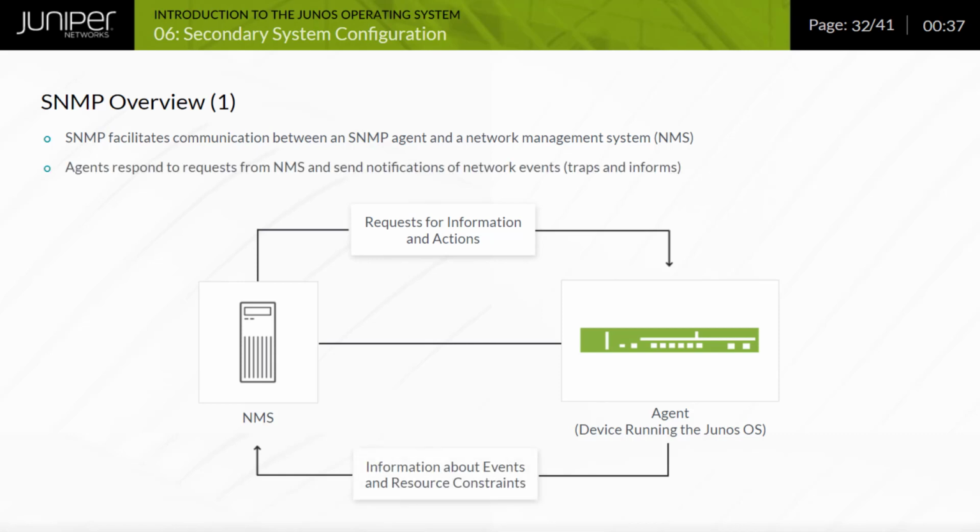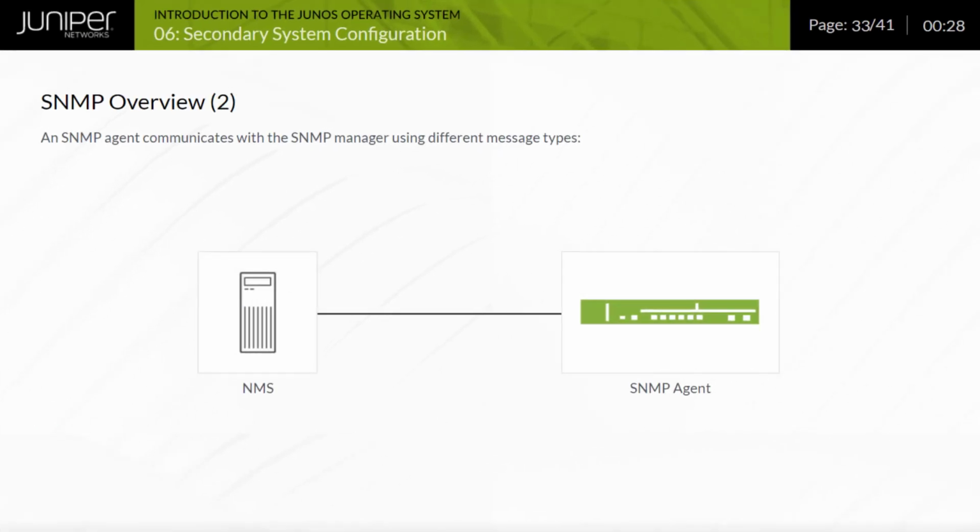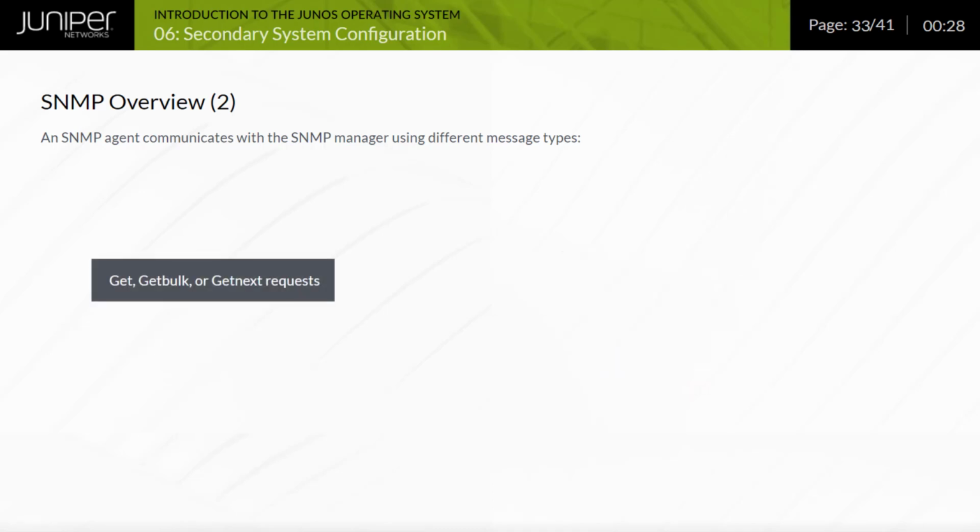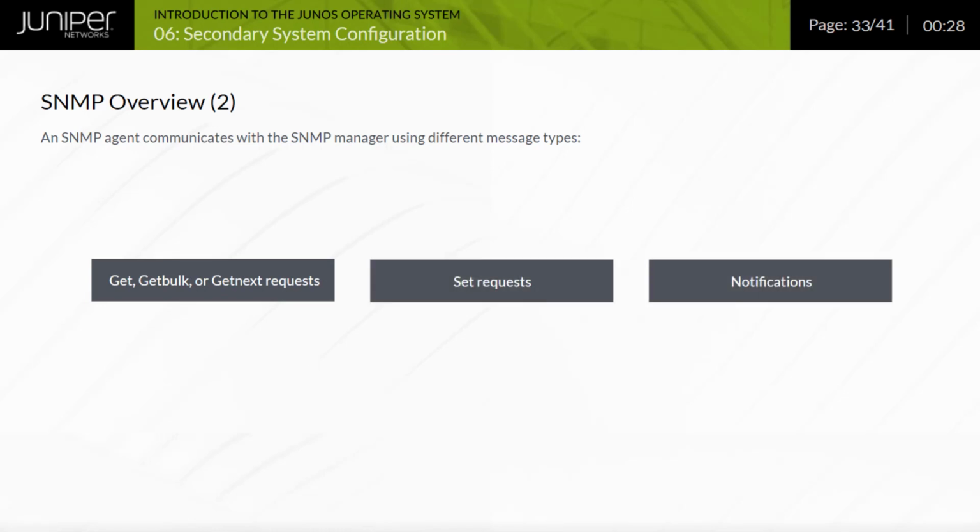An SNMP agent can also notify the NMS of events and resource constraints using SNMP traps. An SNMP agent communicates with the SNMP manager using these message types: GET, GET bulk, or GET next requests, SET requests, notifications. Click each label to learn more.